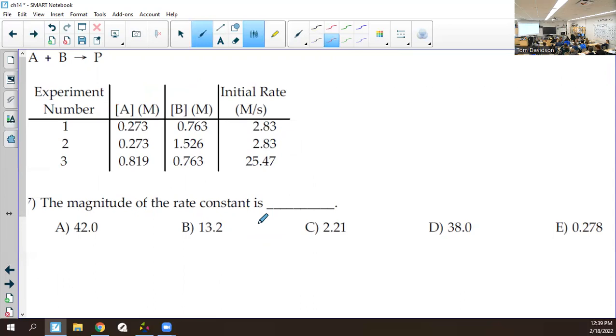All right. We've done a problem similar to this. Why don't you try this pretty quick? See if you can get it.